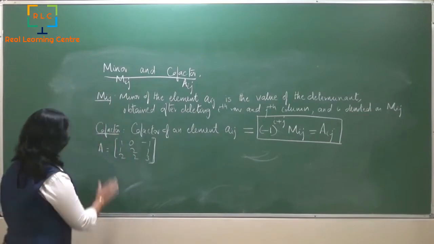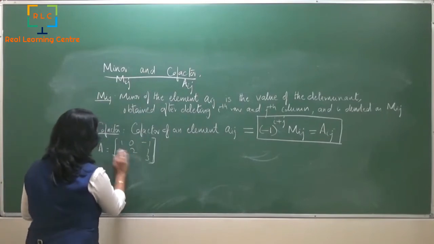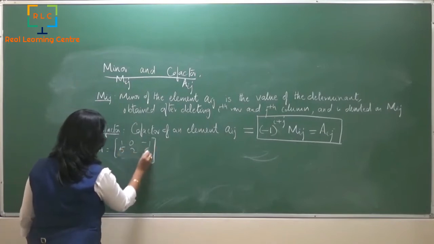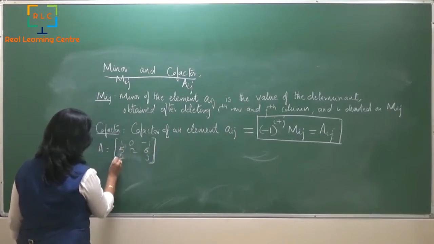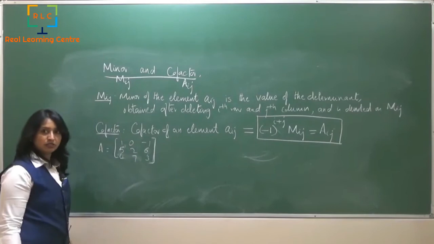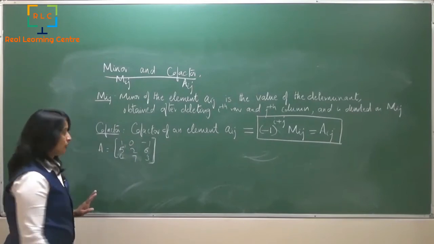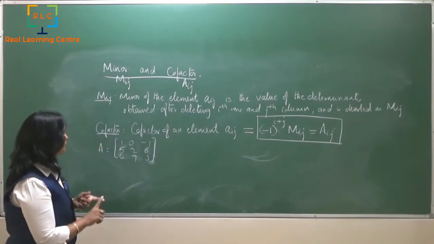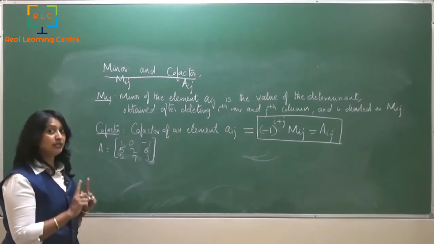Let me take all as different elements. Okay, so I'll take 1, minus 1, here I shall take 5, this I shall take 6, this I shall take 4, this I take 7. Okay, so now all the elements are different. So I want the minor of 3 and I want the cofactor of 3. I want the minor of 7 and I want the cofactor of 7. Let us try to find out.